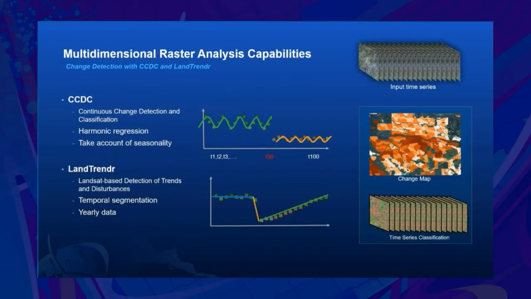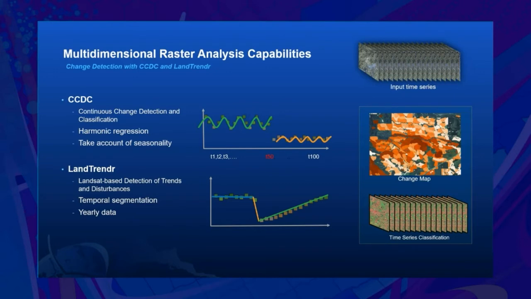ArcGIS supports many multidimensional raster analysis capabilities. For time series change detection, ArcGIS supports two algorithms. One is CCDC, Continuous Change Detection and Classification. It works with dense time series data, for example, using all available Landsat scenes over the study area. For each pixel time series, it performs a harmonic regression, detecting the time at which the model breaks, and that time is the change time. So you can get earliest change, latest change, and largest change from the time series.